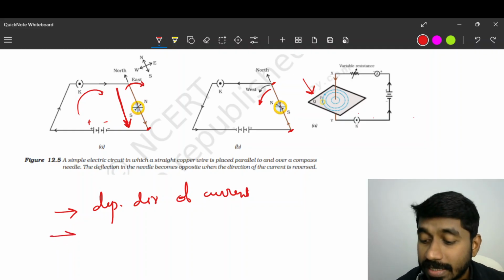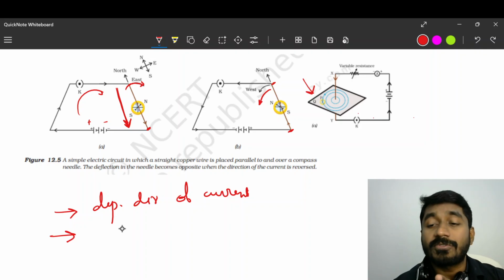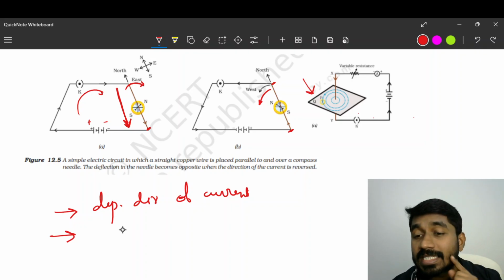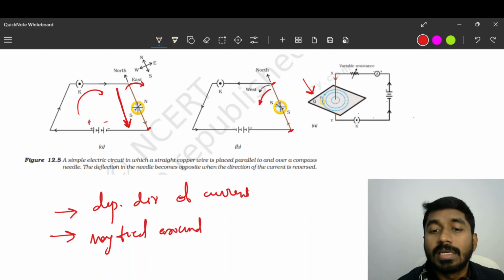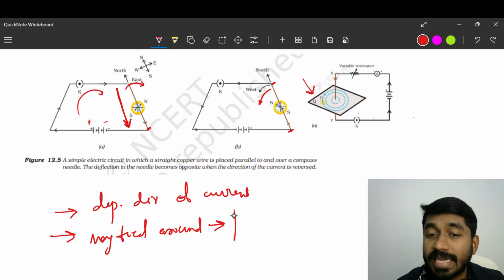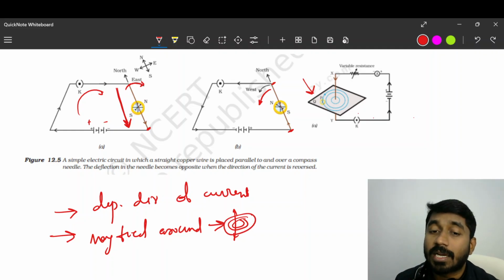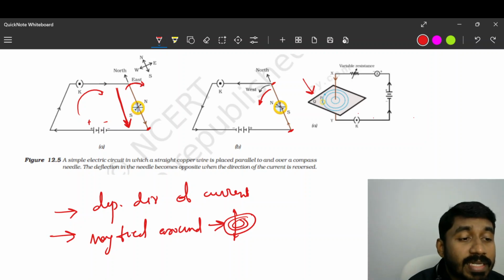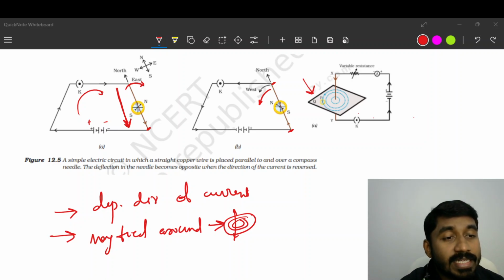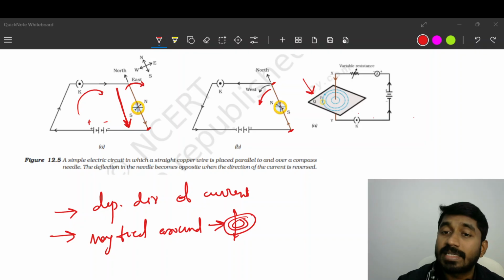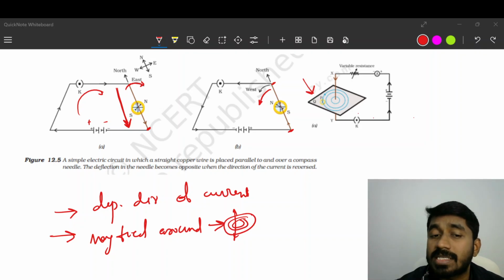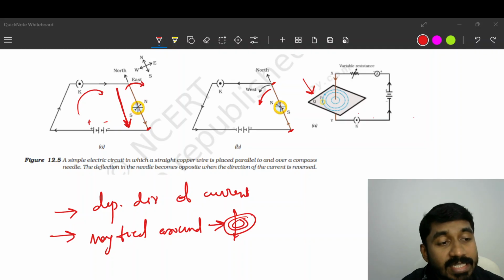The second point, the direction of this magnetic field depends on the direction of current. So the magnetic field around a straight conductor is concentric circles. This is the next question which can be asked. And one more point, the direction of magnetic field around a conductor reverses when the current direction reverses.